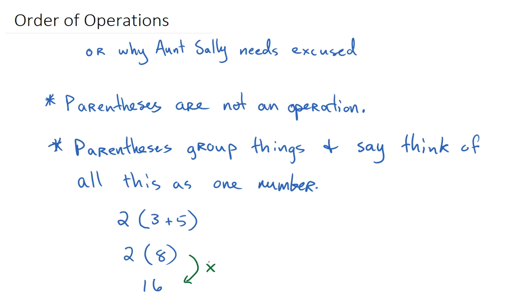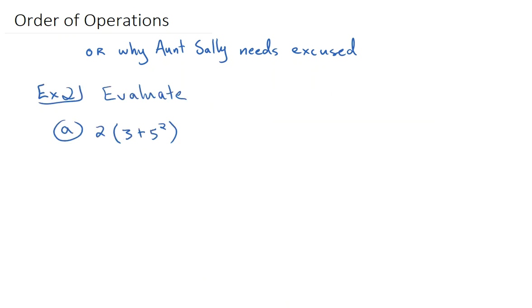Okay, because you don't do parentheses. All we're doing with parentheses is grinding it down to one number, and then we're on to doing the actual operations that are happening with that one number or to that one number. Okay, let's say we have this guy here, 2 times, the way we would say this in math is 2 times the quantity 3 plus 5 squared.